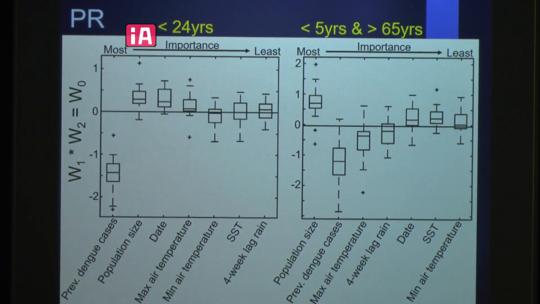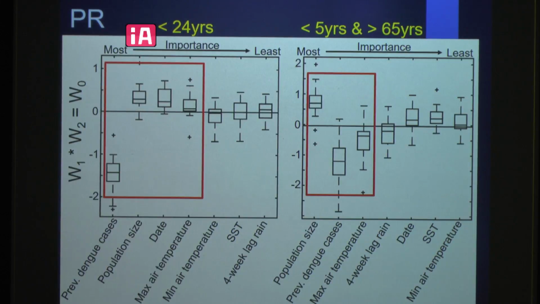For Puerto Rico, I have the same organization of the data, where the first column is my model for younger than 24. The second column is for younger than 5 and older than 65. And to summarize again all of this data, the model for those younger than 24 years old identified only 4 variables, which were very similar to the one for Mexico, and are again a combination of demographics and environmental variables. The environmental variables are sea surface temperature and air temperatures, and the demographics, population size, and previous dengue cases. And we have date, again, being identified as one of the most influential ones.